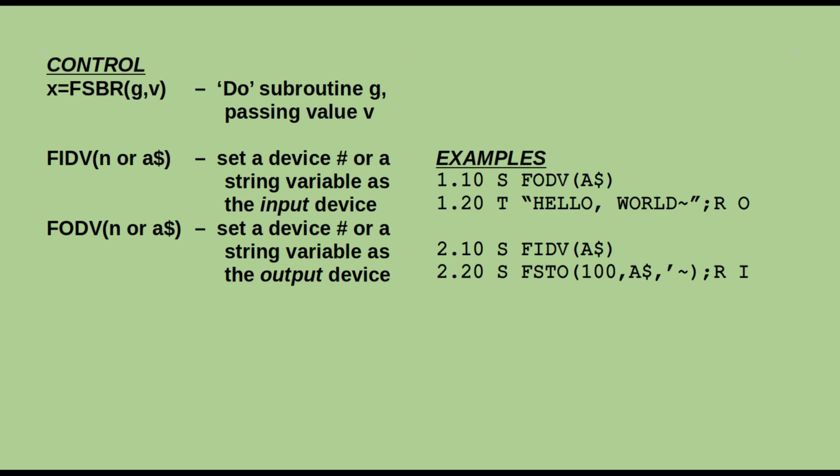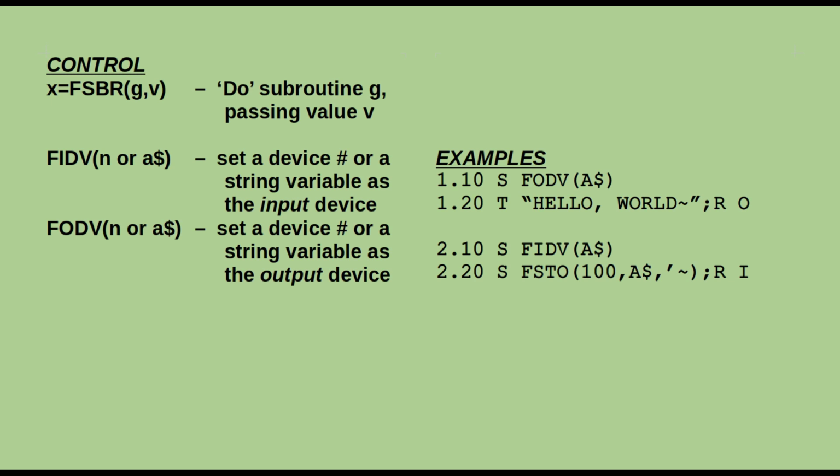Function for input device and output device is what you can do to build long strings. So in the first example, I've set the output device as a string. So I'm going to type hello world, and I have a delimiter. It can be anything you want. It could even be a carriage return for that matter. And then I'm going to reset the output back to the terminal.